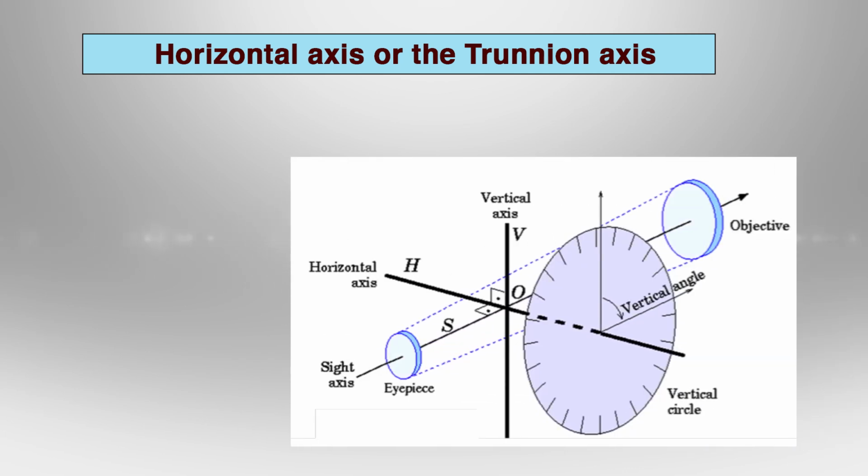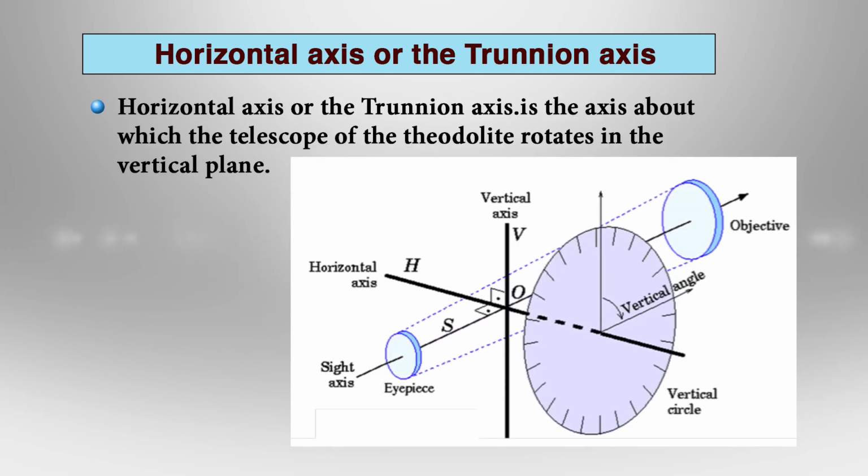After the vertical axis, try to visualize the horizontal axis and look at the components of the theodolite. The trunnion axis is the axis about which the telescope of the theodolite rotates in the vertical plane. So, we are talking about a horizontal axis, and how is it rotating? It is rotating in the vertical plane.